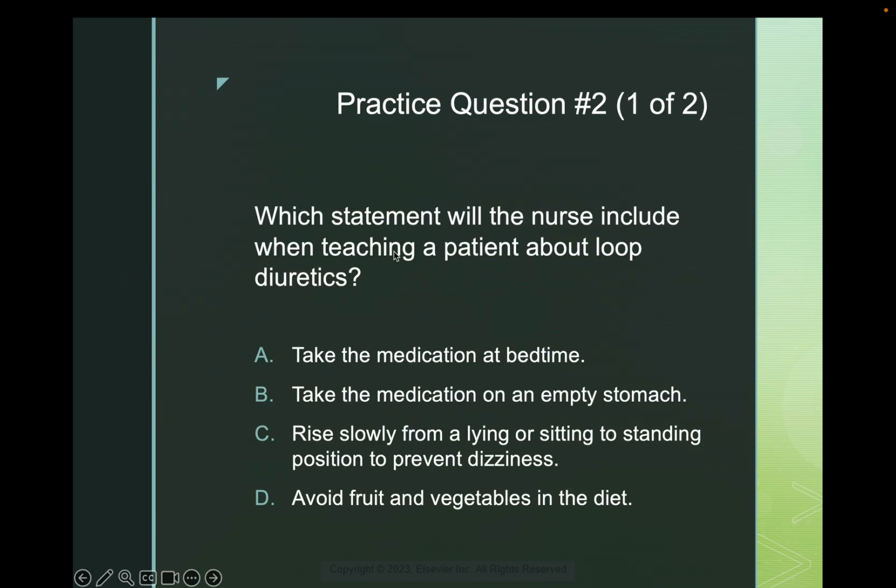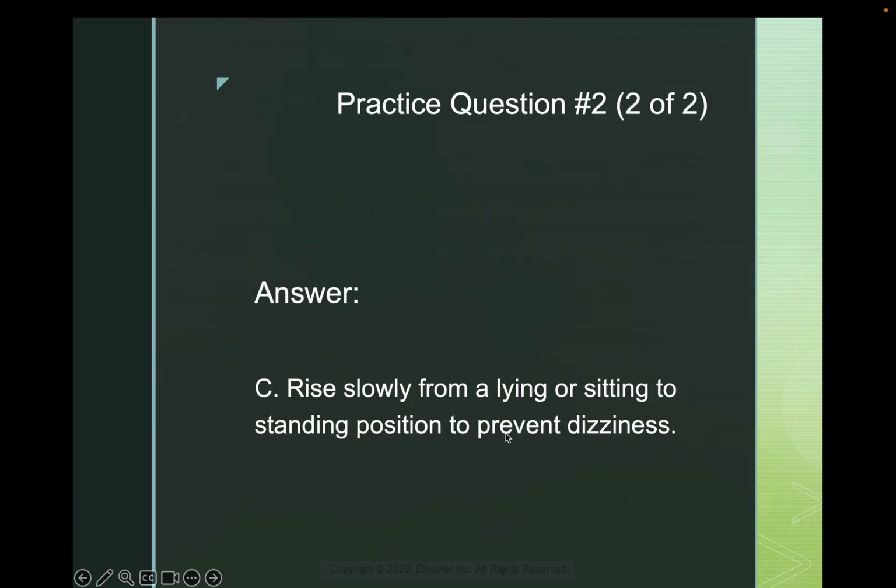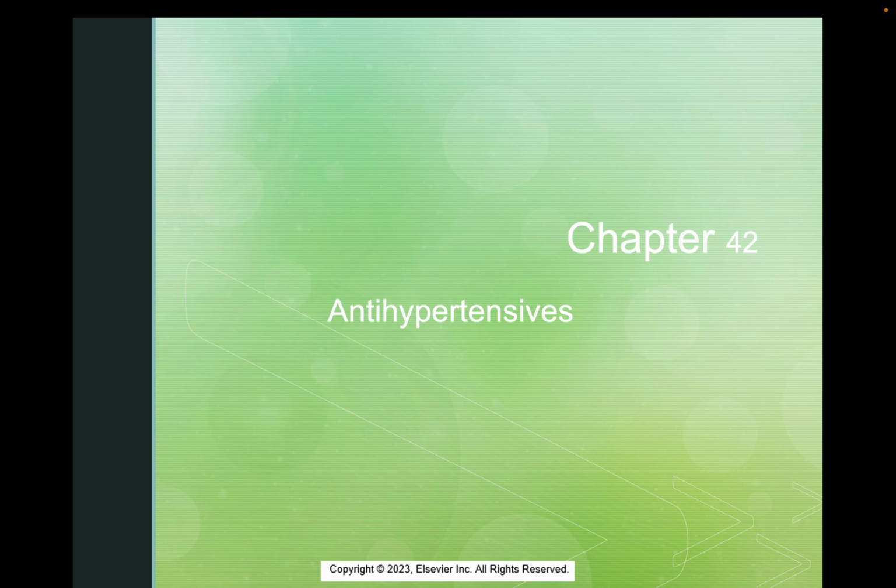Okay. And then question 2, which statement will the nurse include when teaching a patient about loop diuretics? Take medicine at bedtime. We know we don't want to do that because they're going to be up peeing all night. Take medicine on an empty stomach. Rise slowly from lying or sitting to standing to prevent dizziness. And avoid fruits and vegetables. Most likely we don't want them to avoid fruits and vegetables; we just want to make sure that they're monitoring their intake. But the most appropriate answer here is to rise slowly from lying or sitting because it can cause that orthostatic hypotension. Okay, so let's take a break and then we will talk about antihypertensives here in just a second.